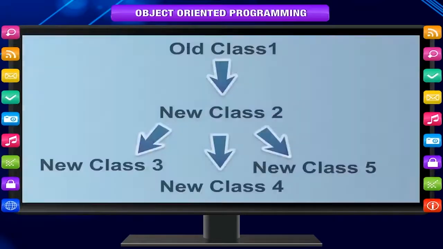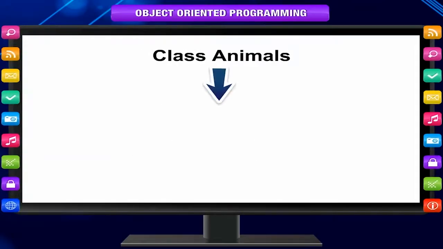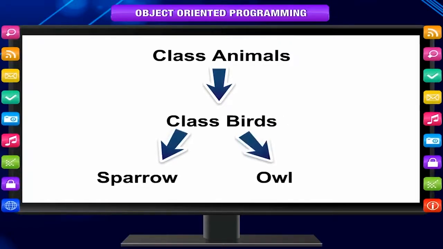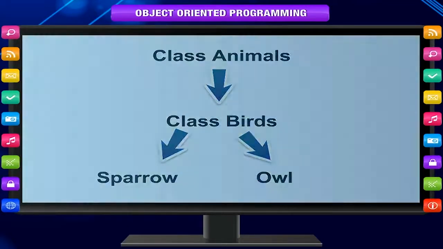For example, consider a class animals. We can then derive a class birds from animals by adding attributes for flying. So the class bird will inherit all attributes of animal class with additional attributes of its own.